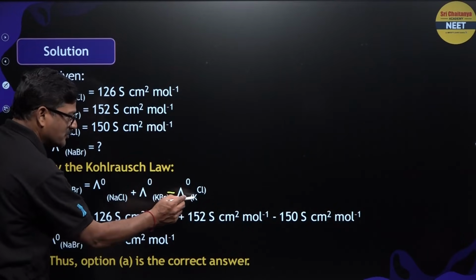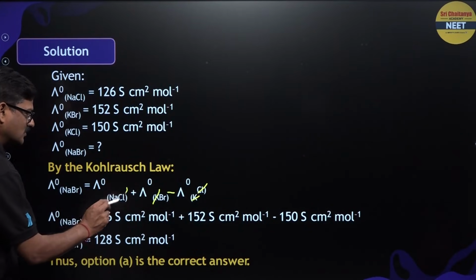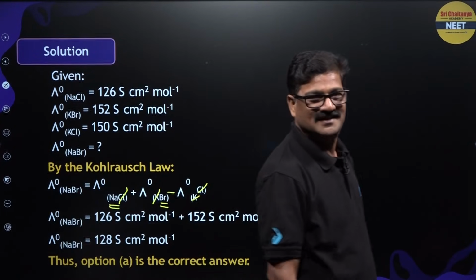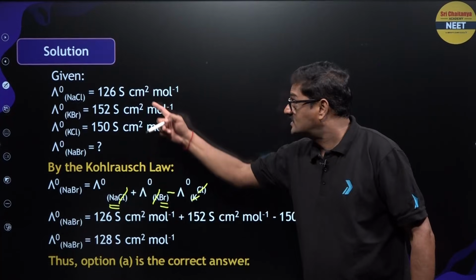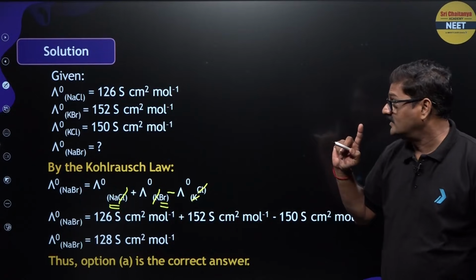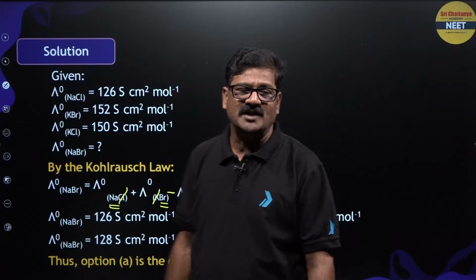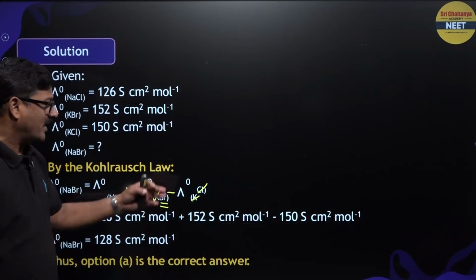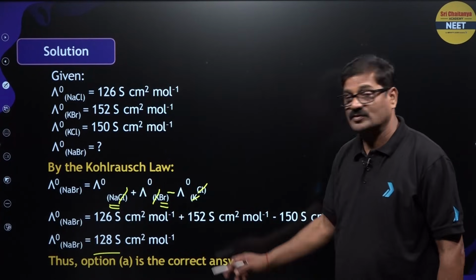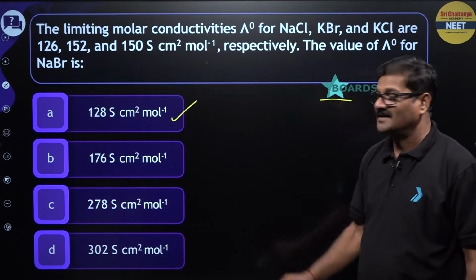As potassium is subtracted, and chloride is subtracted, Na and Br is left, isn't it? So, you can use these values: NaCl is given as 126, KBr is given as 152, and KCl is given as 150. So 126 plus 152 minus 150. On doing so, I am going to get 128 Siemens centimeter square mole inverse. So, I want to give the answer as A.